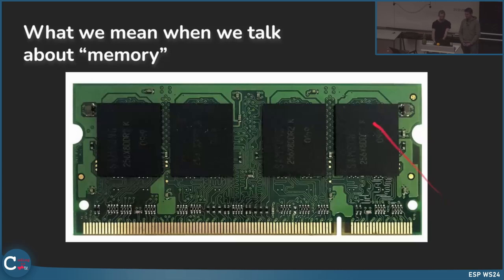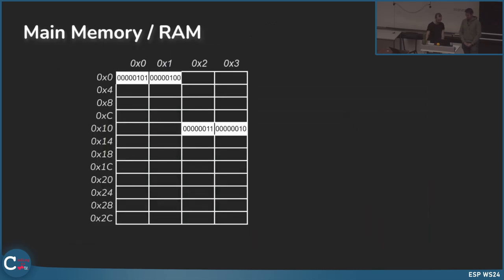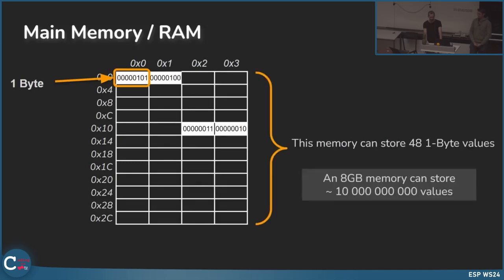So we see here, in this case, 4 places where we can store values. You can think of it like a grid, and in each of these memory cells, we can store some values. For example, it looks like this. We have here a few bits, and in this case, this memory can store 48 1-byte values. A very, very small main memory.